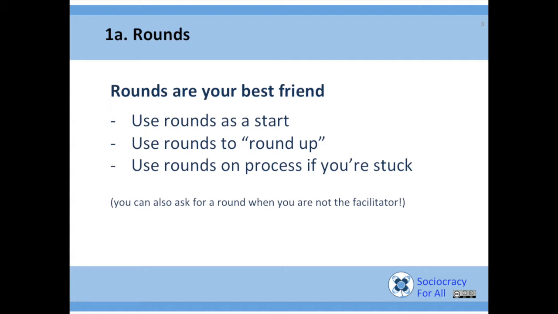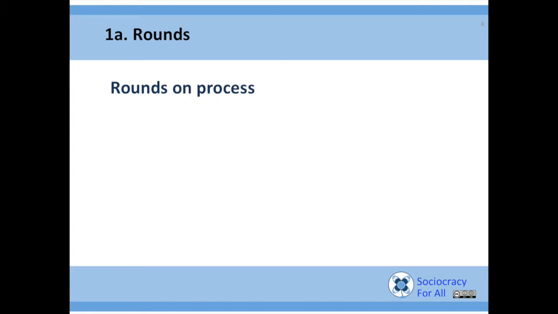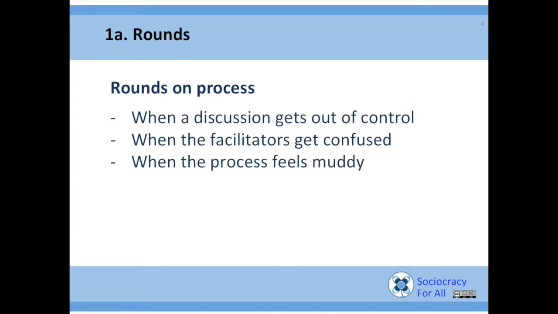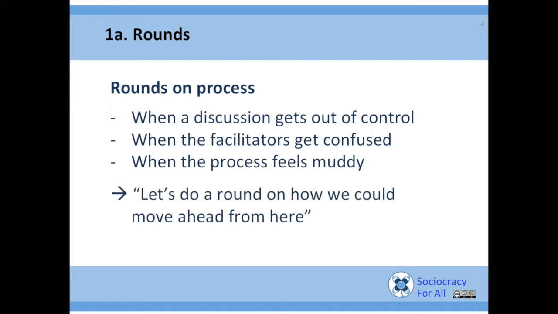So rounds and process, I already mentioned that. When a discussion gets out of control, when the facilitators get confused, which can always happen, when the process feels muddy, and we all have a gut feeling around that, I always like to have a few phrases on hand. One of them is, let's do a round on how we could move ahead from here. And then everybody in the circle will answer that question. Then it's not on you as a facilitator, but it's on the group. You give the responsibility to the group, and that really helps everybody.